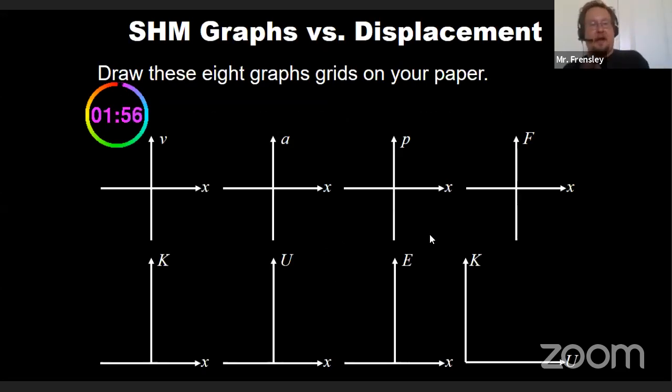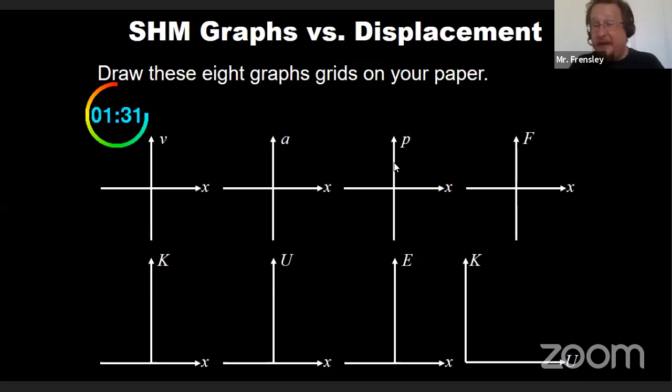Okay, here's what we're going to end on today. This is the final boss, okay? The final boss of simple harmonic motion. Now, before, you drew a bunch of graph grids, but all the graph grids had time on the horizontal. This time, you're going to draw a bunch of graph grids, but most of them have x, displacement, on the horizontal, and one of them, it looks like, actually is a K versus U graph.